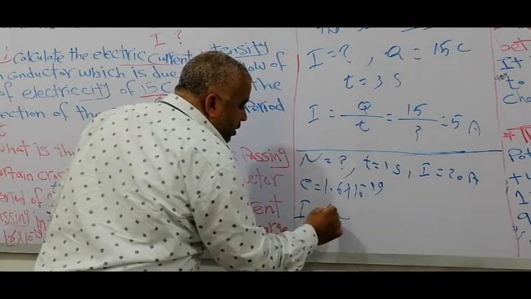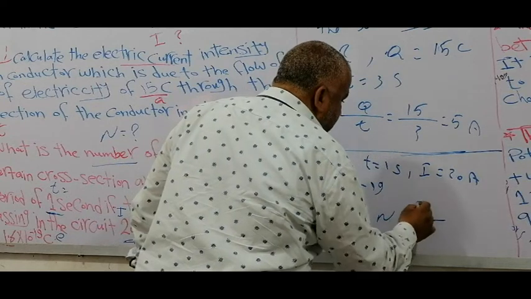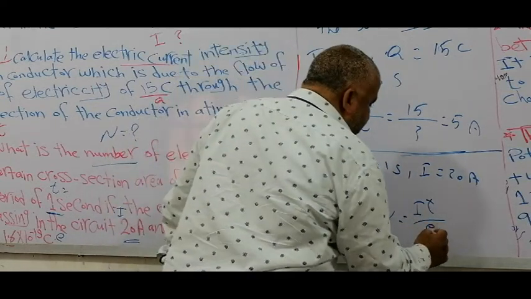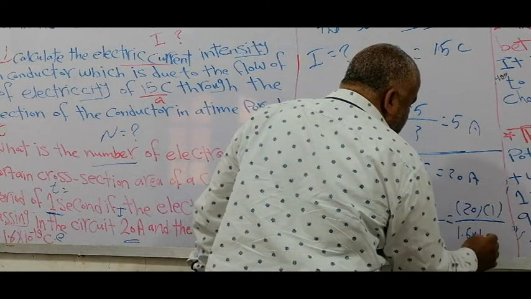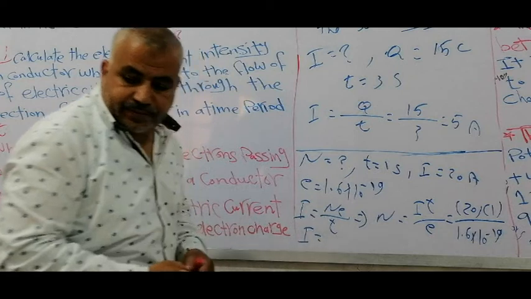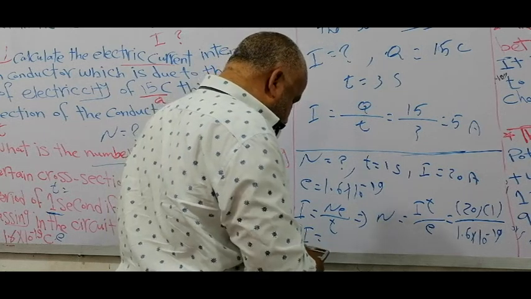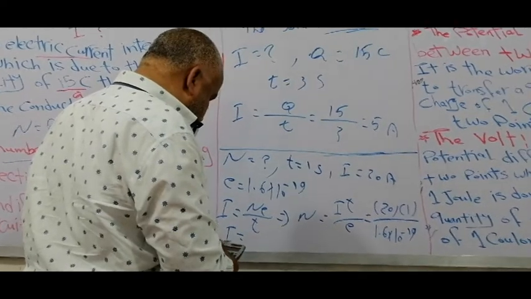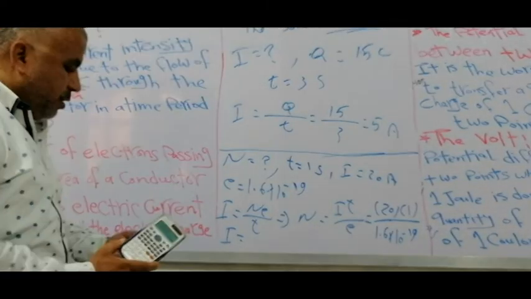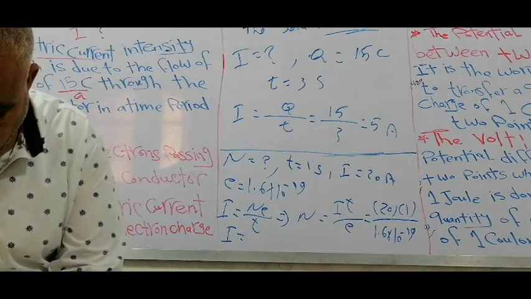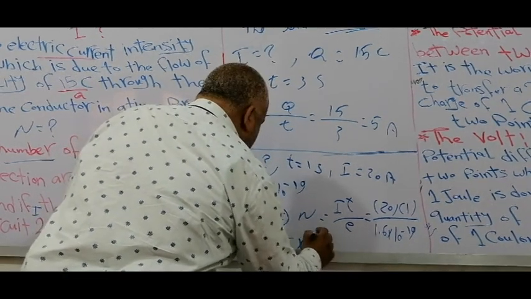I equals N E over T, which leads to N equals I T over E. I is 20, T is 1 second, E is 1.6 times 10 to the negative 19. So N equals 1.25 times 10 to the 20 electrons.